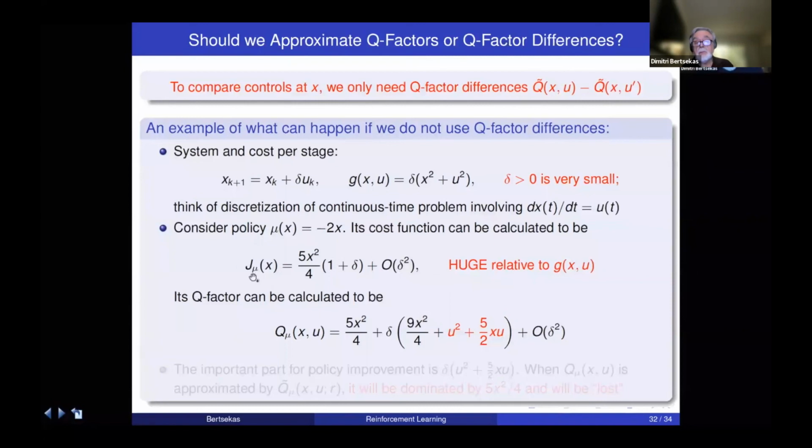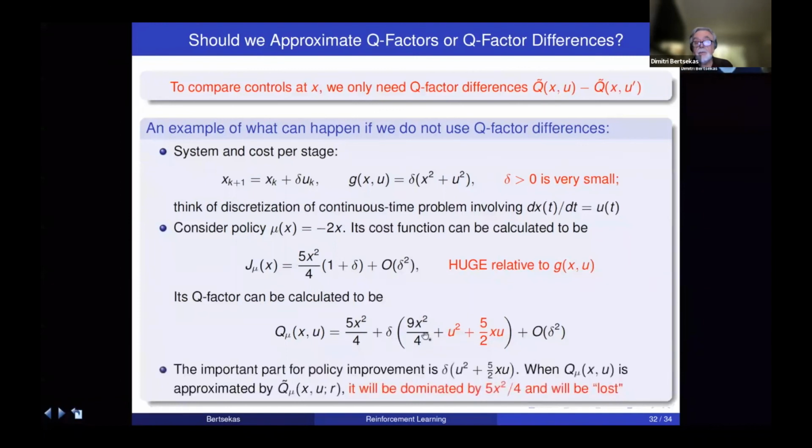You can also calculate the Q factor of this policy. And the Q factor has this form. Okay, this requires some calculation, but trust me, this is the correct formula. And it is quadratic in X and in U, and it involves delta. But what's significant here is that the terms that involve U are multiplied by delta, and they are insignificant relative to the terms involving X.